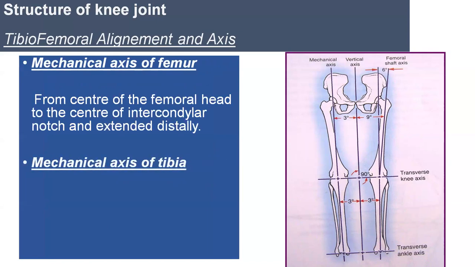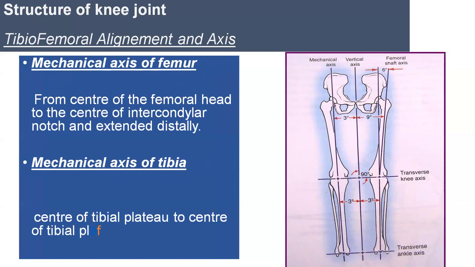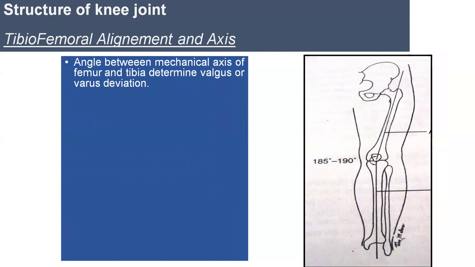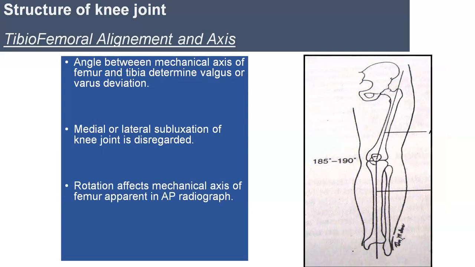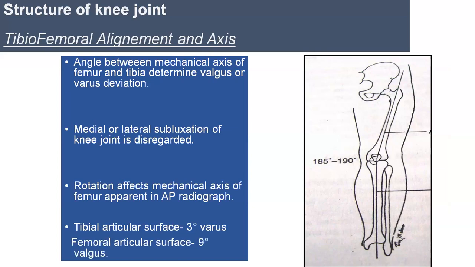And the mechanical axis of the tibia is from the center of the tibial plateau to the tibial plafond. So the angle between the mechanical axis of the femur and tibia determines the valgus or varus deviation. Any medial or lateral subluxation of the knee joint is disregarded here, and rotation affects the apparent mechanical axis of the femur in the radiograph. The tibial articular surface has 3 degrees of varus, and the femoral articular surface has 9 degrees of valgus.